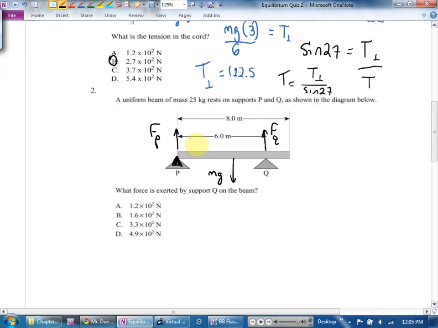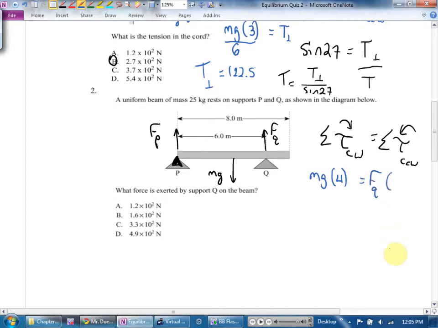Now if I go the sum of all the torques clockwise in this direction equals the sum of all the torques counterclockwise in this direction. Clockwise, mg times its distance from the pivot. Ooh, I almost wrote 3. It's not 3, is it? Whole beam is 8 long, so 4. And that equals force Q times its distance from the pivot, which is 6. So force Q is going to be mg times 4 divided by 6.